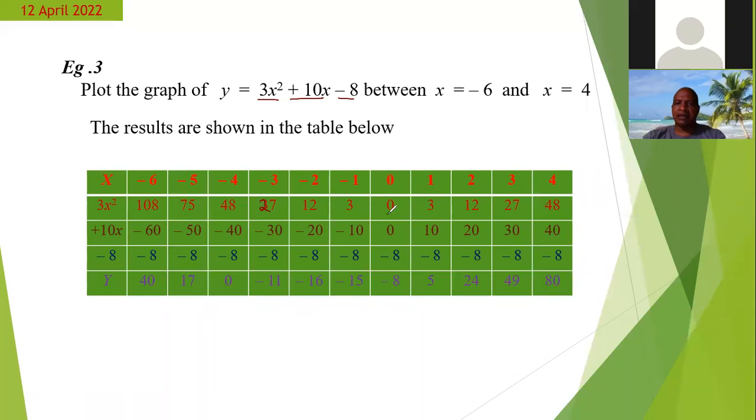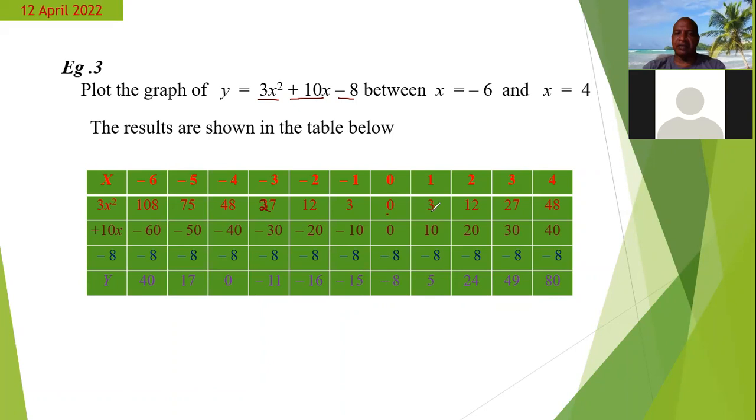So here we have 0. If you look at the value to the right of 0, you have 3. To the left of 0, you have 3. To the right, you have 12. And to the left, you also have 12. So if you follow that pattern, you'll see that the values are mirroring themselves. All right, so that's what I'm trying to point out to you guys. So it means that in your calculation, what you get to the left, you should be getting it to the right.